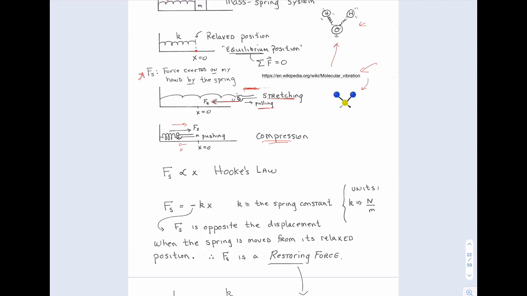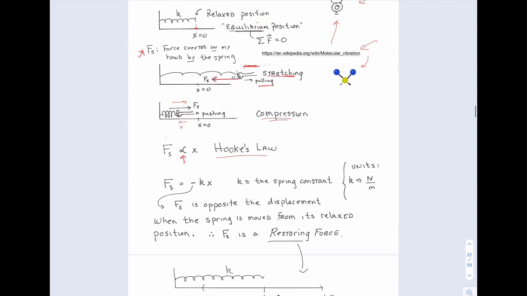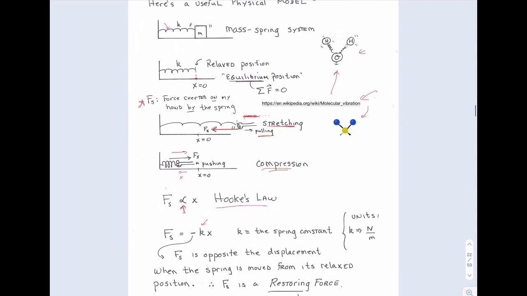There's a relationship called Hooke's law, which says that the spring force is proportional to the displacement from equilibrium. So if I want to squish the spring a certain distance, it costs me a certain amount of force. If I triple that distance, I have to triple the force. They're proportional. The proportionality constant is called k, the spring constant. When we draw our little spring pictures, we always put the spring constant k there so we know that it's a spring.